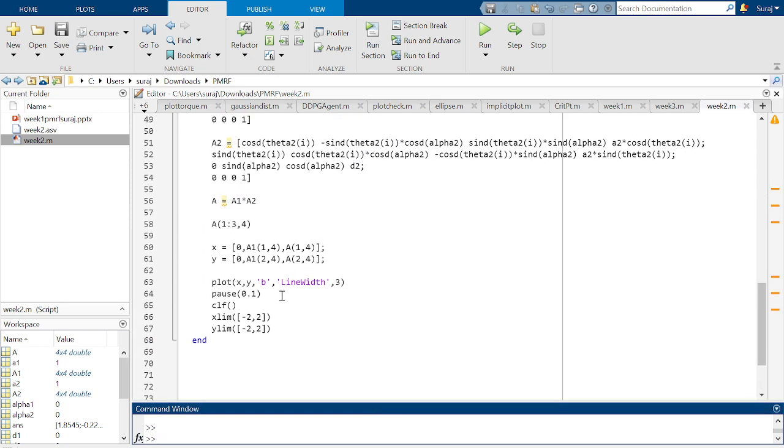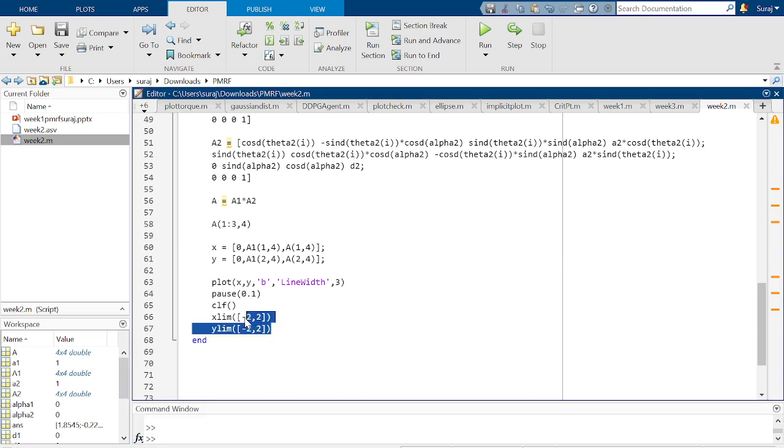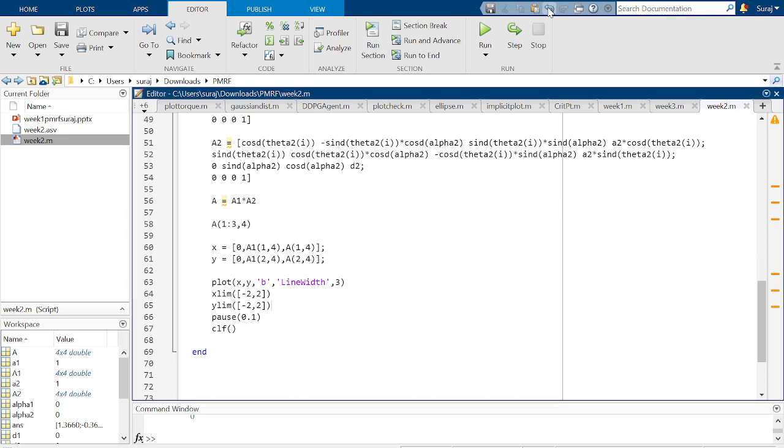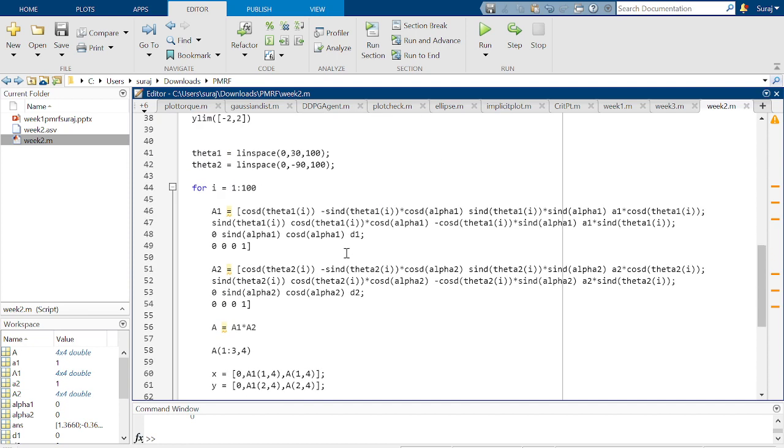For that we have to set the limits here. The size of the screen must not change. So you see here it started from the 0 0 position. Is everyone able to see the screen? Yes, sir. You see that the animation lasted for a small time.